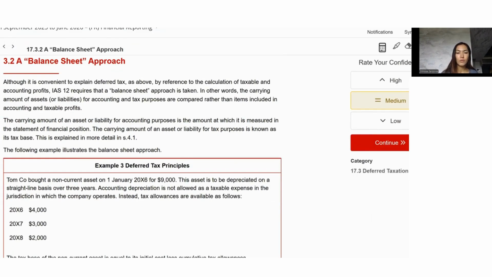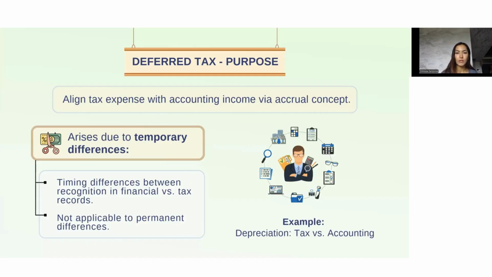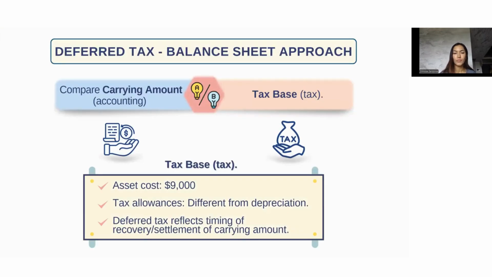And for deferred tax calculation purposes, we use the balance sheet method, balance sheet approach. What is the balance sheet approach? We are comparing carrying amounts per our accounting and comparing the tax base. So the carrying amount, let's say, of our asset and the tax base. And we calculate the differences between them. Depending on those differences, if they are positive or negative, we calculate a deferred tax liability or asset.